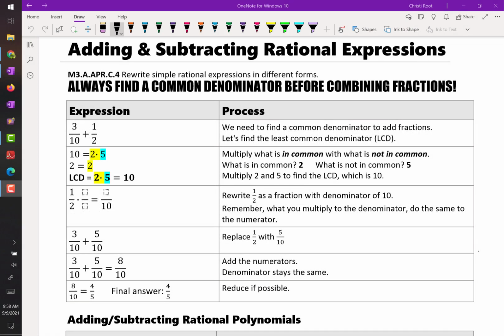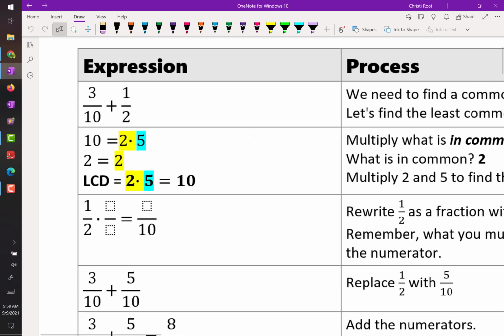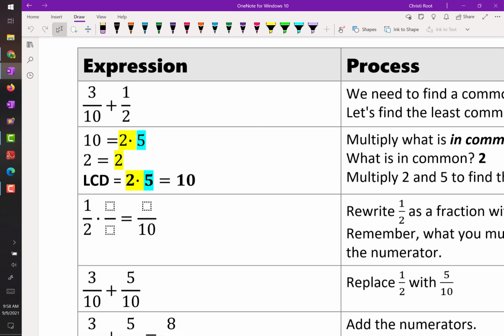Okay, so today we're going to talk about adding and subtracting rational expressions. We're going to start with an example from 5th grade. We are going to add 3 over 10 and 1/2. The problem is if you're trying to do this without a calculator, which you're going to have to do when you have variables, you can't use a calculator to do it for you.